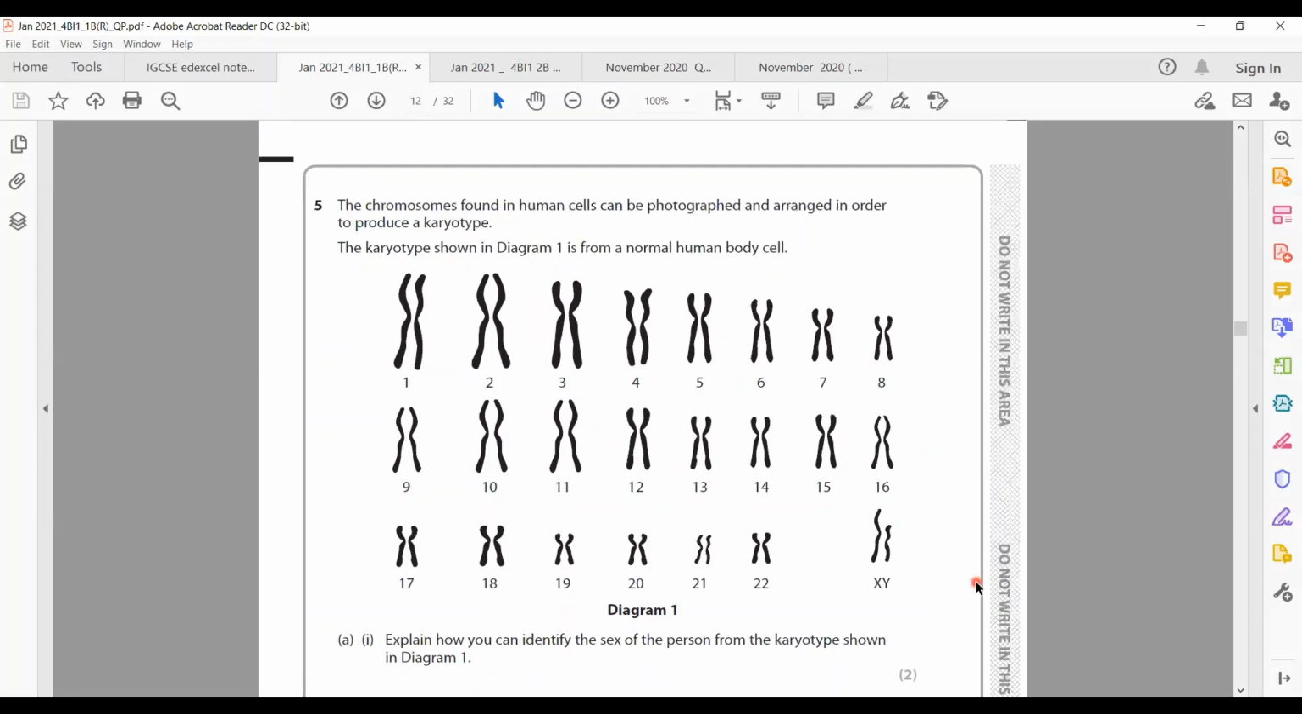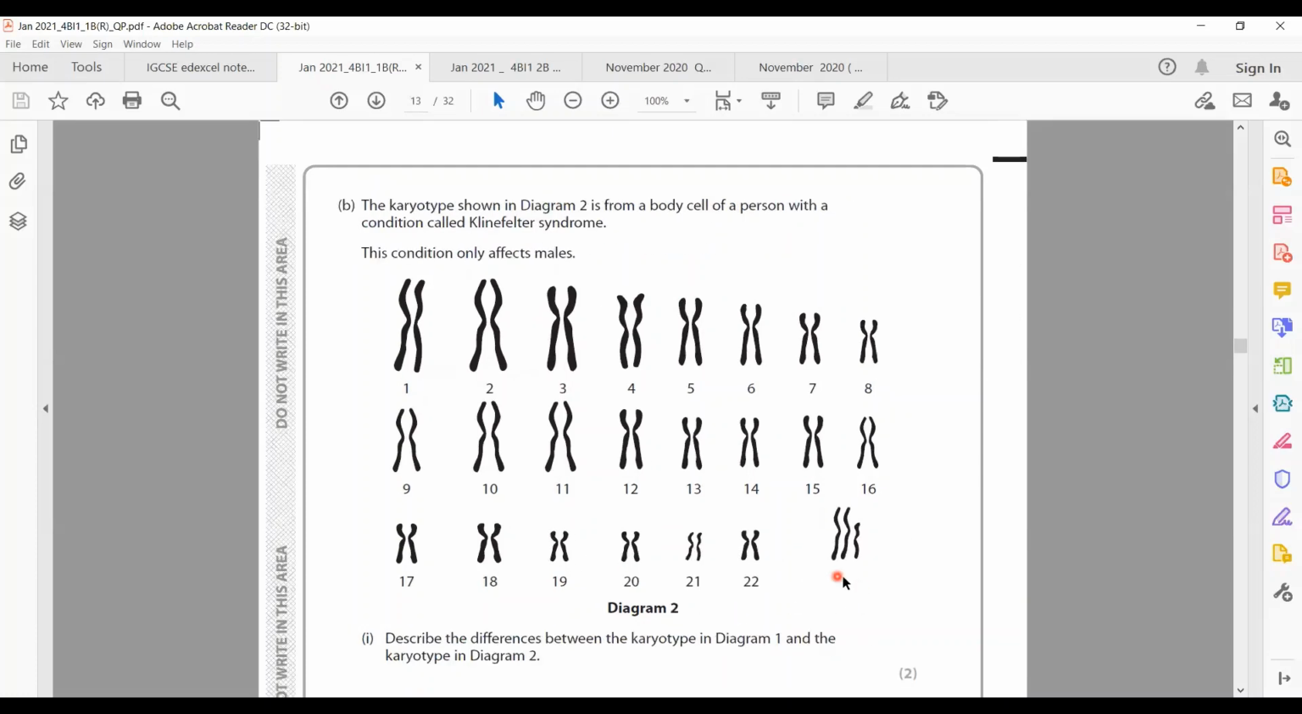المفروض ان هم يبقوا 46. Okay, 23 pairs يعني 46. But because of this extra X chromosome, يبقى الكلاينفلتر syndrome male has 47 chromosomes. And this is, of course, a genetic abnormality.